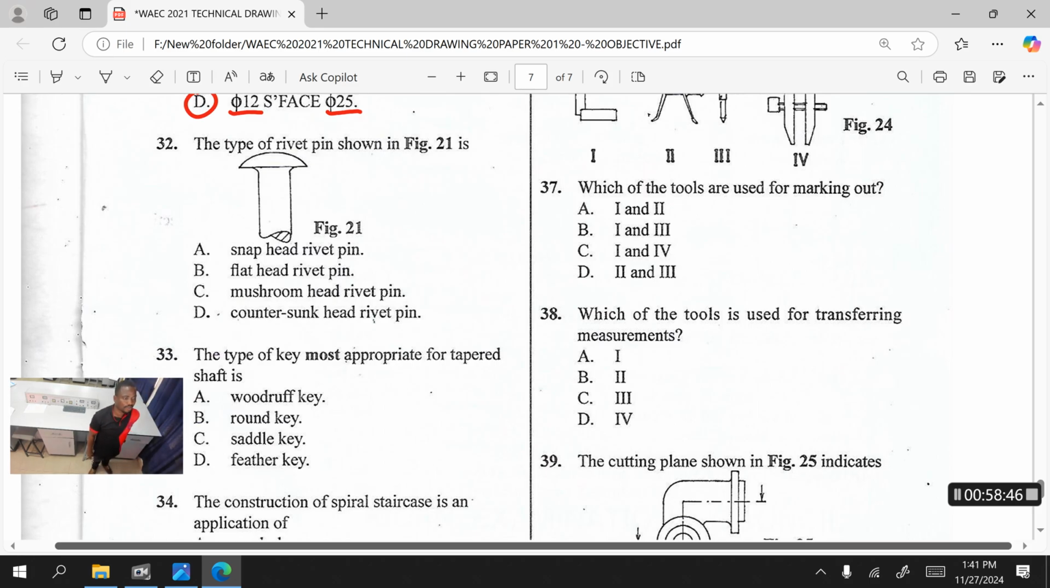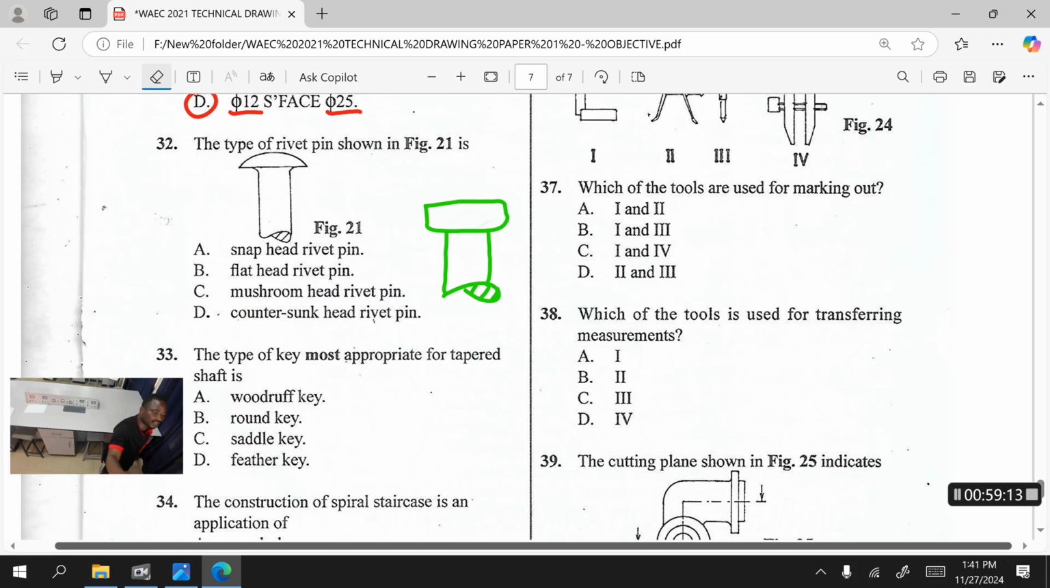32. The type of rivet pin shown in figure 21 is dash. Is it snap head rivet pin? Is it flat head rivet pin? Is it mushroom head rivet pin? Is it countersunk? Which one is the answer? Oh, it's not flat. That I know for sure. Flat should be this way, like this. You know what a flat object is now? The snap head should be like this. Flat should be this way. Do you get it now?